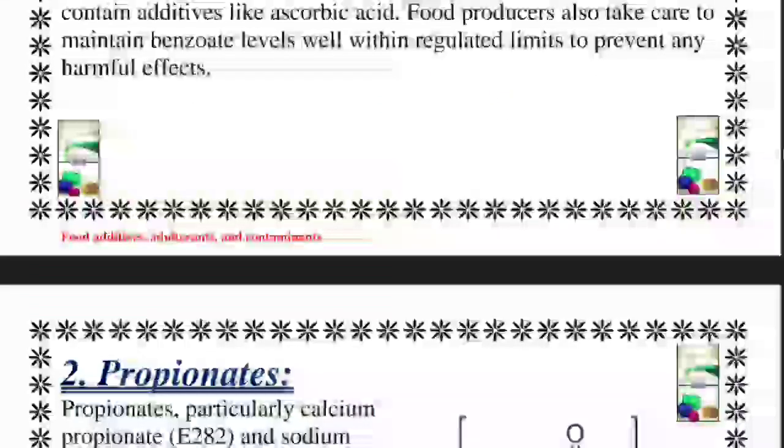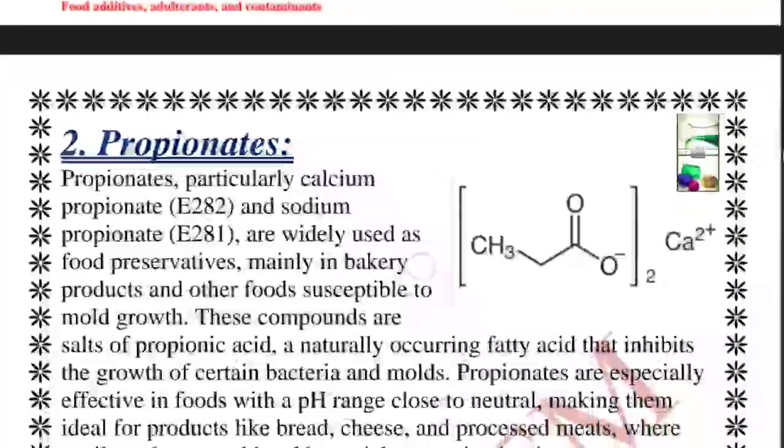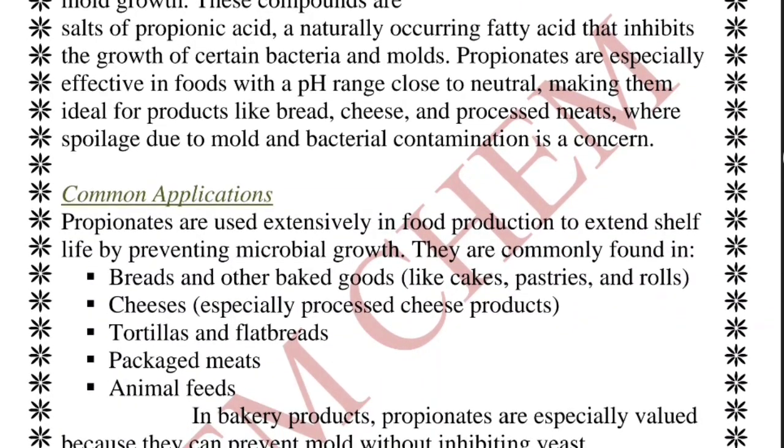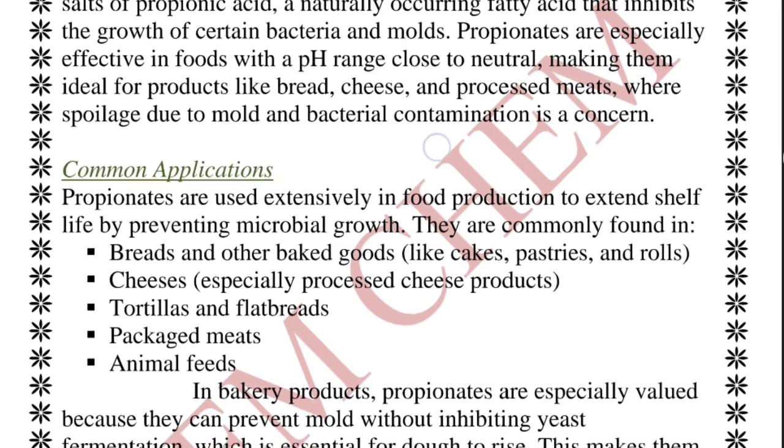Our next one is propionates. As you can see here, the structure is provided to you, and we are talking generally about calcium propionate and sodium propionate, mainly used in bakery products so that food gets protected against mold growth. Here it is effective in the pH range close to neutral.